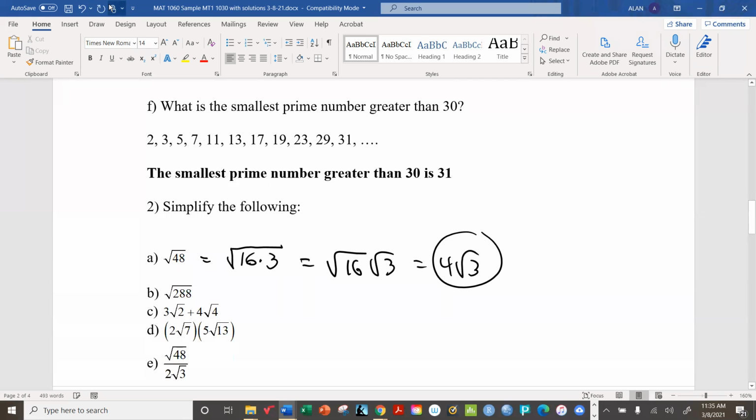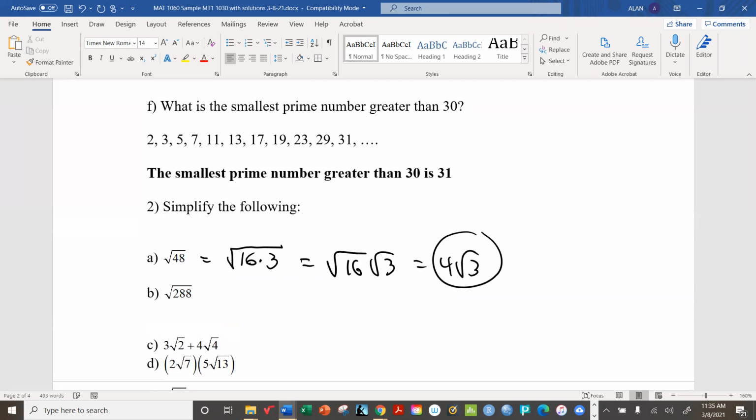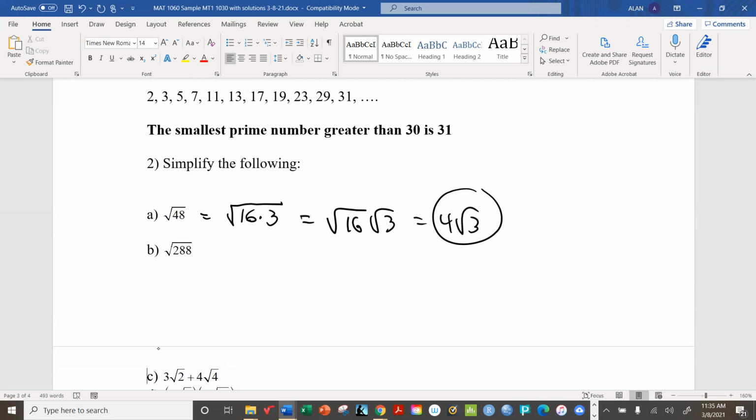All right, now how about this one? Well, it turns out that if you look at it very carefully, you'll discover there is a prime number, I'm sorry, a perfect square hiding in there. 144 times 2. Look at that.